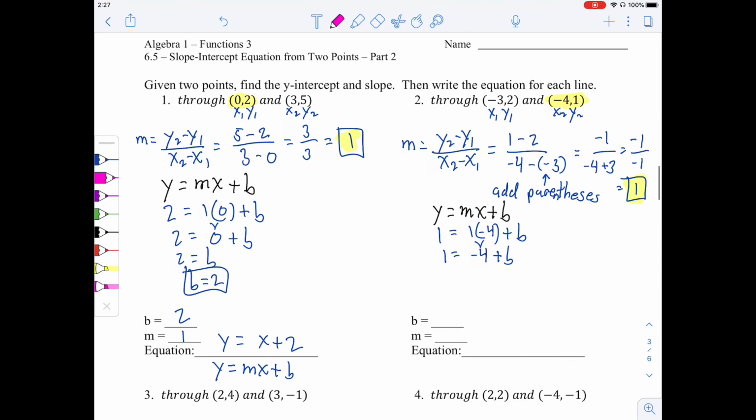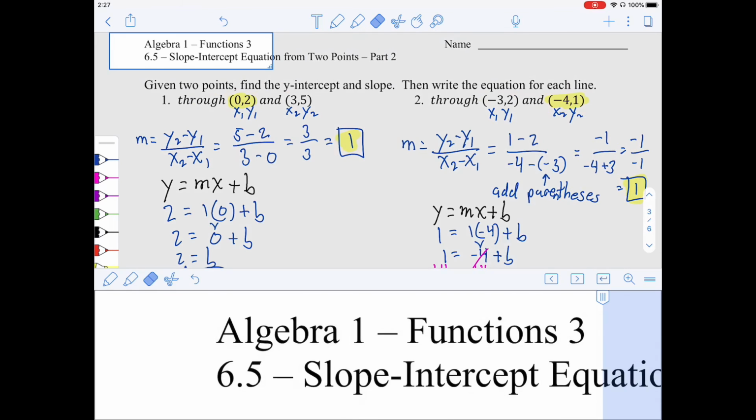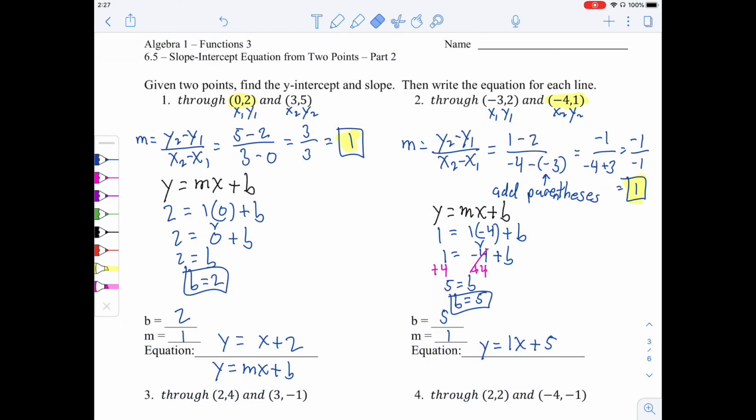And then we're going to solve for b. We're going to add 4, so get rid of that negative 4 on the right side. We do it to both sides. So we get 5 equals b, or b equals 5. So our b is 5, our m is 1. So our equation is y equals 1x plus 5. And again, we don't need that 1 there because it's a phantom 1, it disappears. So you just erase that. So y equals x plus 5.